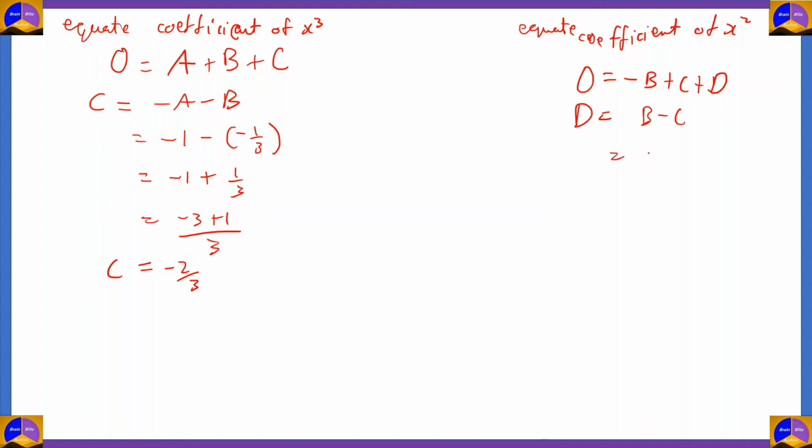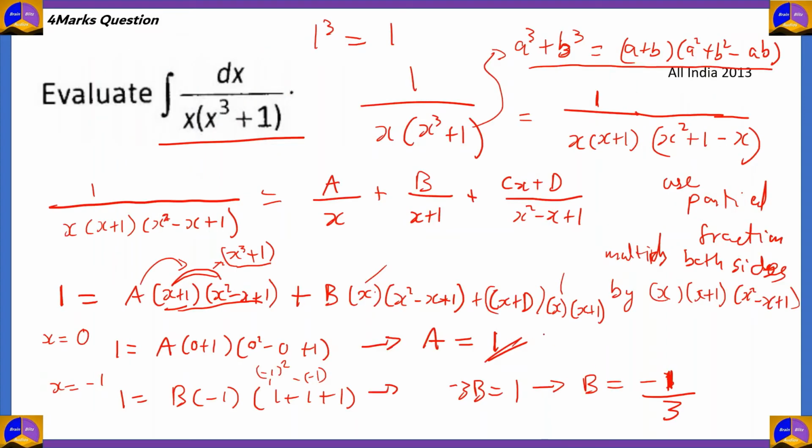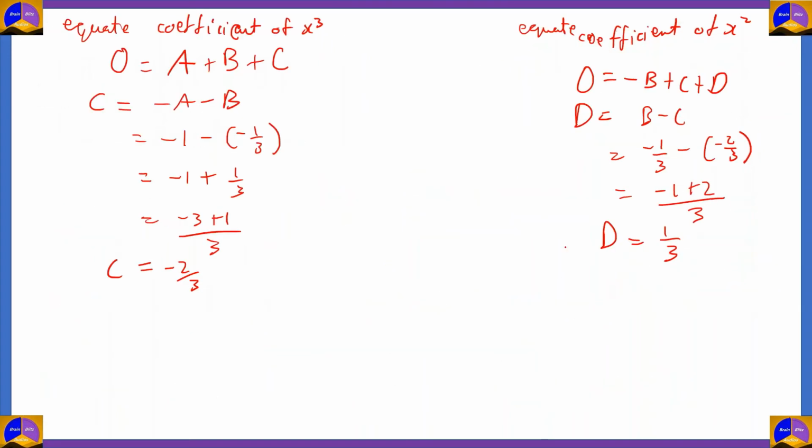So therefore, now what we get is, we know the value of b, that's minus 1 by 3. We know the value of c, that is minus 2 by 3. Since there's a minus minus, it becomes plus. So minus 1 plus 2 divided by 3. So therefore, you'll get a value for d as 1 by 3. So there you have it. You have a is equal to 1, b is equal to minus 1 by 3, c is equal to minus 2 by 3, and d as 1 by 3.